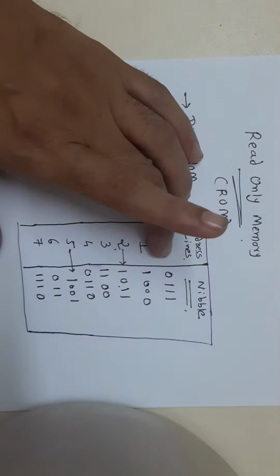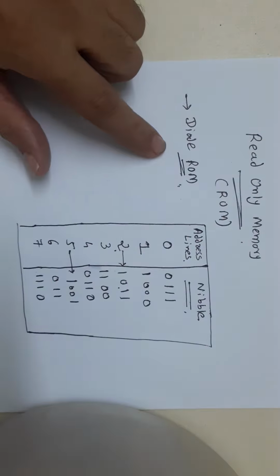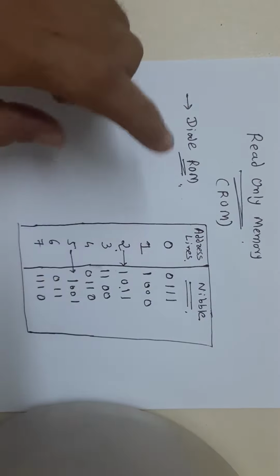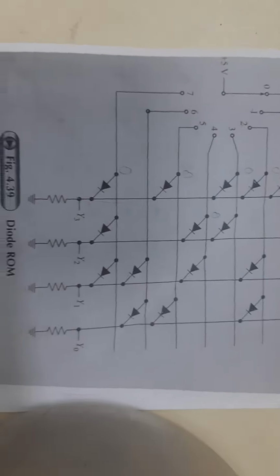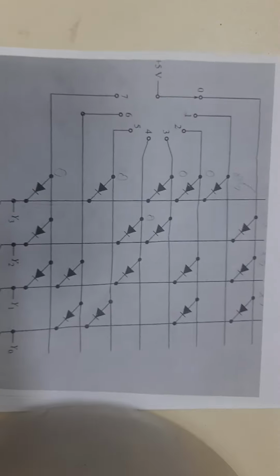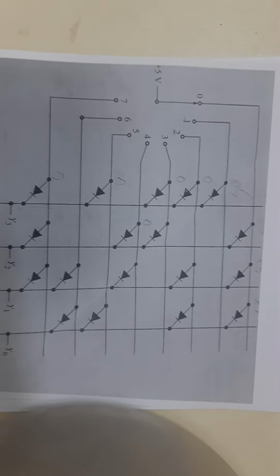With the help of this data, we build a diode ROM circuit, and the circuit looks like this. How is it given here? See, for the first address line, 0 is equal to 0111.